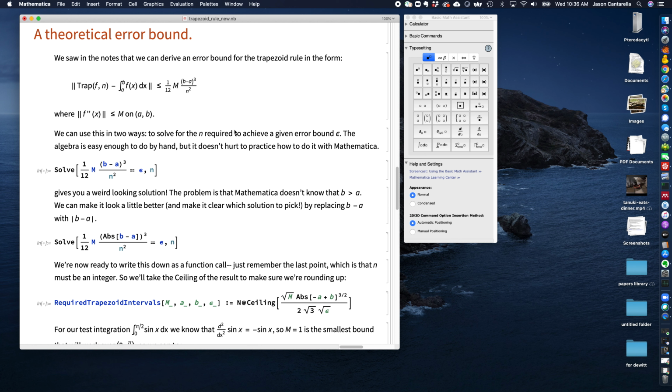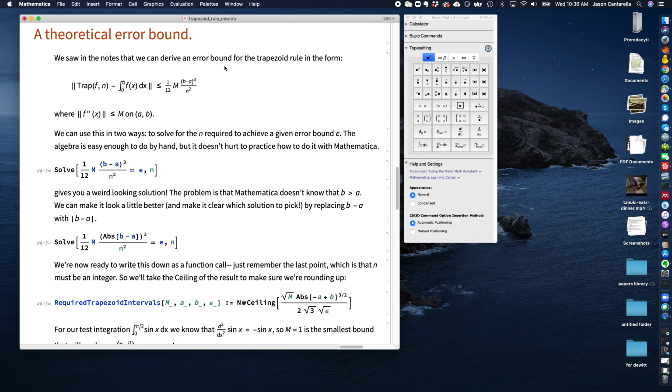Welcome back. This is going to be the second part of our discussion of the trapezoid rule. And again, we're going to be going through the Mathematica notebook, trapezoid rule new, that's posted on the web page. So you can play along with this yourselves as you watch or just look at it later.